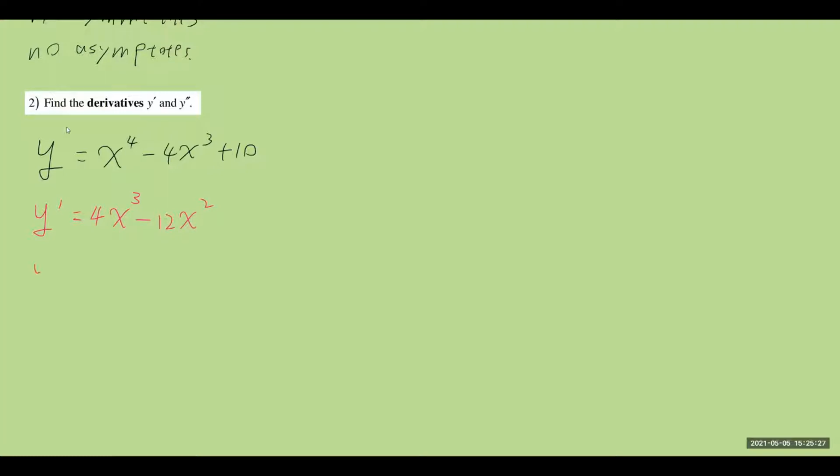And let's repeat that by taking the derivative of y prime to get y double prime, which is the second derivative of y. And we do the same thing: bring down the power, 3 times 4, that's 12x squared, minus, bring down the power, 24 times x. All right, and that's the second step, finding y prime and y double prime, and that's it. Next, let's look at the third step.